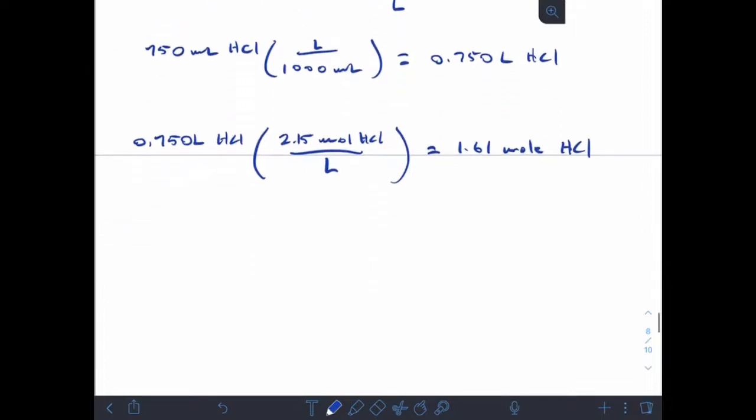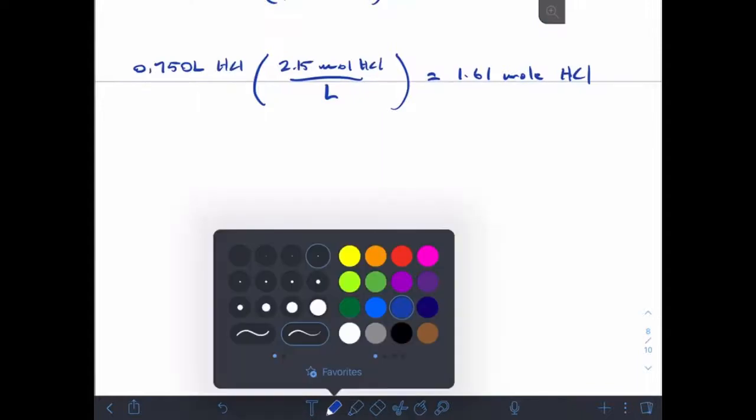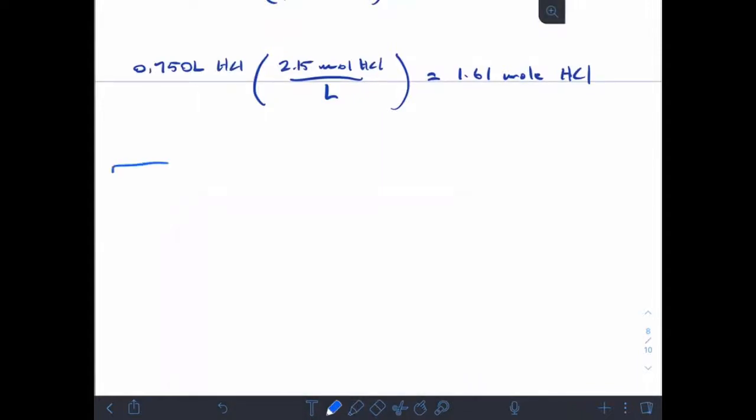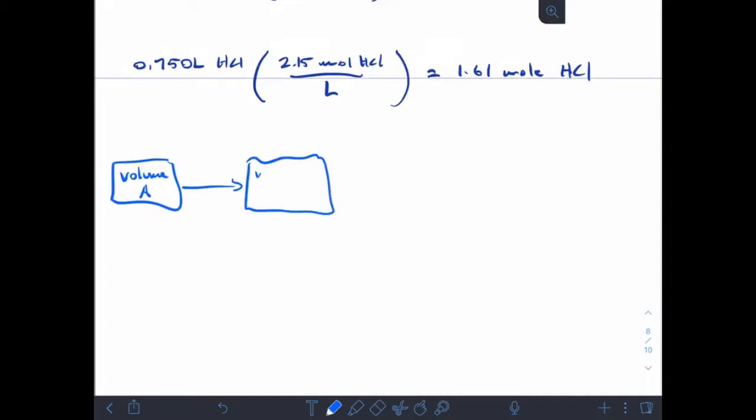Right? So let's say, for example, I start with a volume of compound A or solution A. I can convert that to moles of A using molarity. Once I know moles of A, then I can convert that to moles of compound B using a mole ratio.